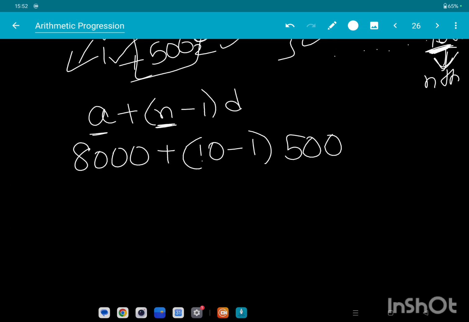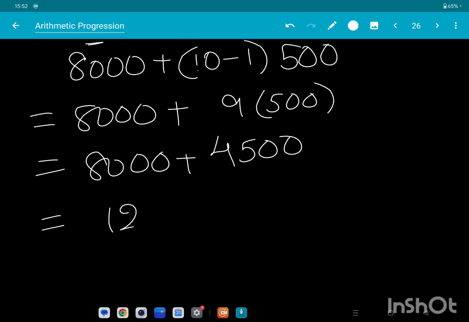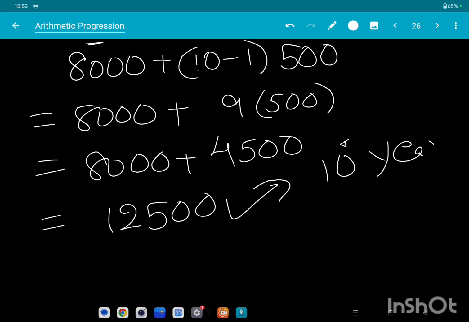Now if I solve this, then I will get the 10 years salary. Solving, 8,000 plus 10 minus 1, 9 into 500, is equal to 8,000 plus 9 fives are 45, 00. Now what is the salary here? 12,500. So after 10 years I will get 12,500 as my salary. So this is the way we will find the nth term. We will solve so many types of problems, then we will get an idea how this formula is useful in our exercise and all types of problems.